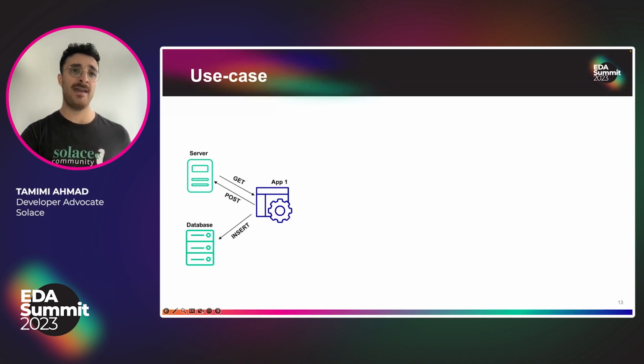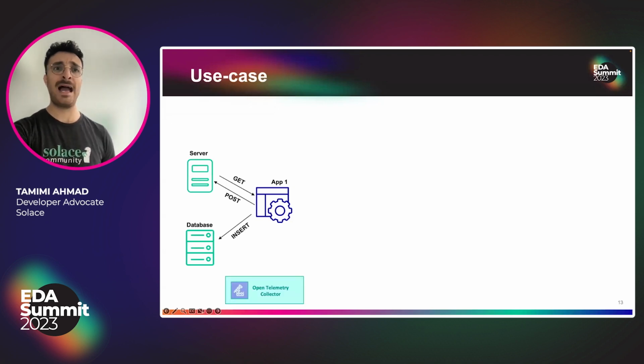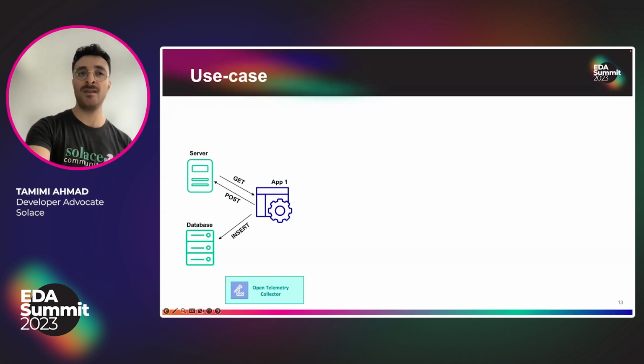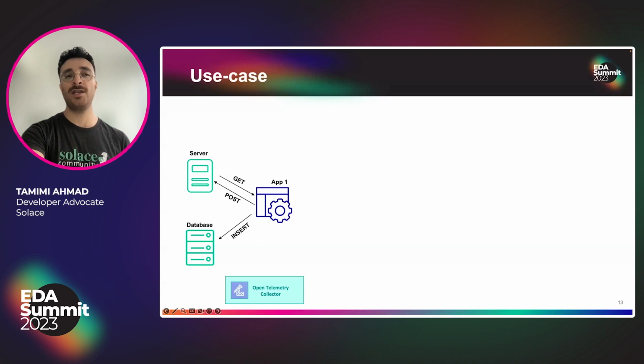Now, if we want to implement observability and have a distributed tracing strategy or solution for this application, we would have an OpenTelemetry collector. And the application will be generating spans to the OpenTelemetry collector. And that shows the interaction for every external service. So here I'm showing spans A, B, C.